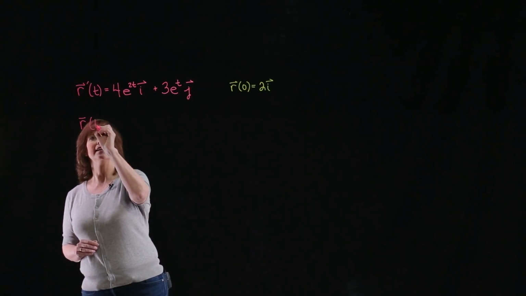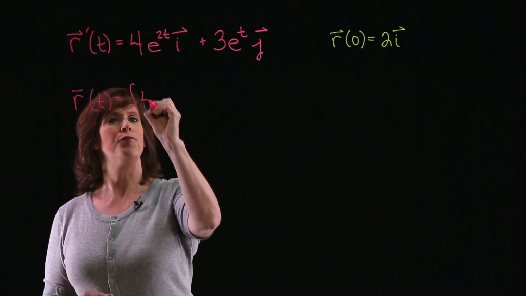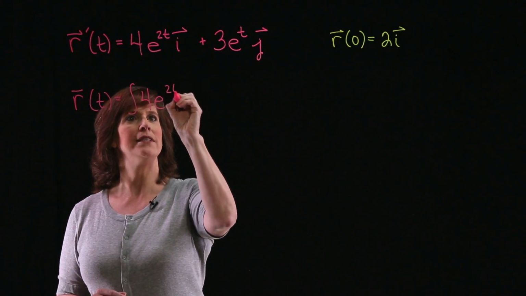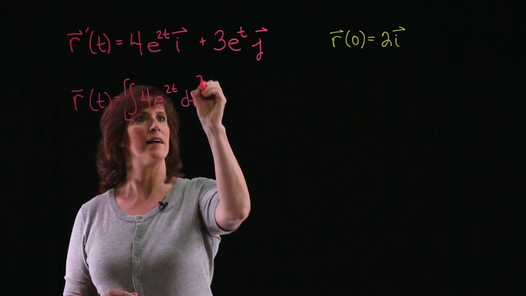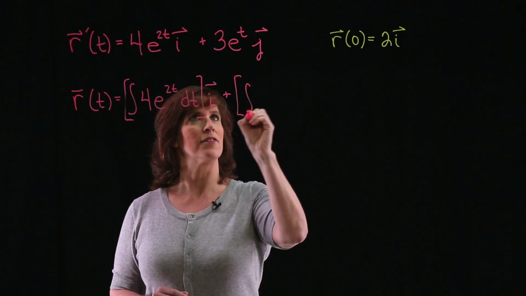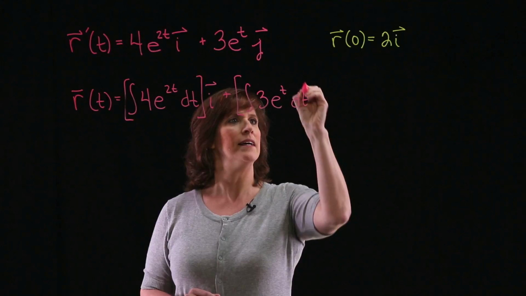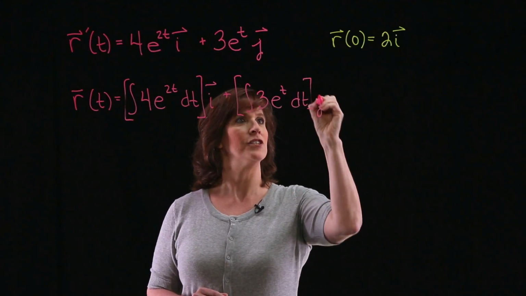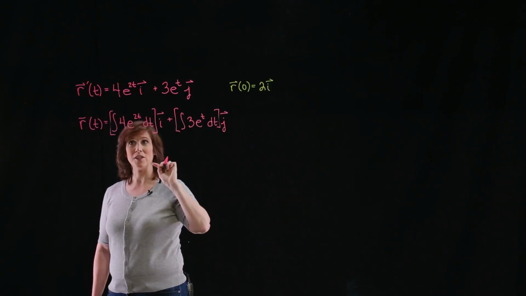So r of t is going to equal the integral of 4e to the 2t dt times my vector i, plus the integral of 3e to the t dt times my vector j. So now we need to go and evaluate each of the individual integrals.